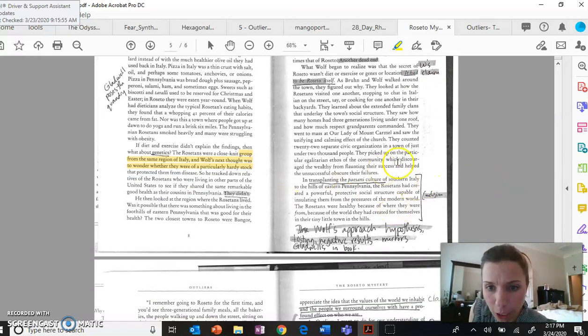We go a little bit further. In transplanting Pisani culture of southern Italy to the hills of eastern Pennsylvania, the Rosettans had created this powerful, protective social structure capable of insulating them from the pressures of the modern world. They were healthy because of where they were from, because of the world they had created for themselves. There's our conclusion, right? Cause and effect. So if we looked at Wolf's approach: hypothesis, testing, negative results. The negative results were, of course, looking at diet, exercise, location, and all those dead ends. And then finally, it had to be, it's just an outlier, right? It's the place itself.